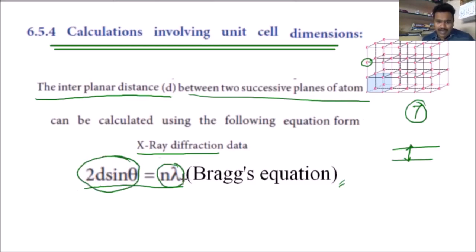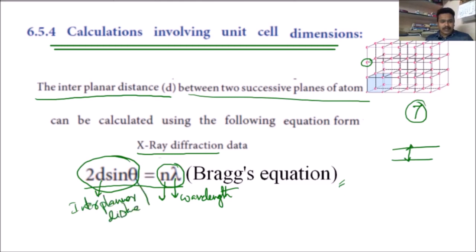I am going to explain this equation in a theoretical way. What is n? n is an integer. What is λ? We know that it is the wavelength. Here d is the interplanar distance, which we are going to study now. Here θ is the angle of incidence, the angle at which the wave falls on the atom and undergoes diffraction. That only we are going to study with the diagram.